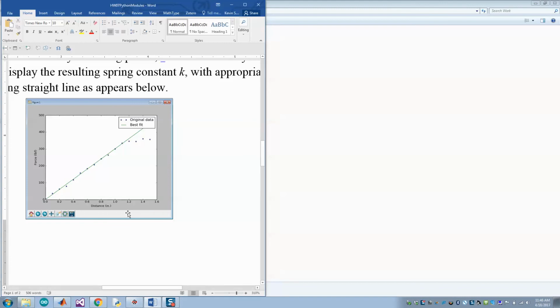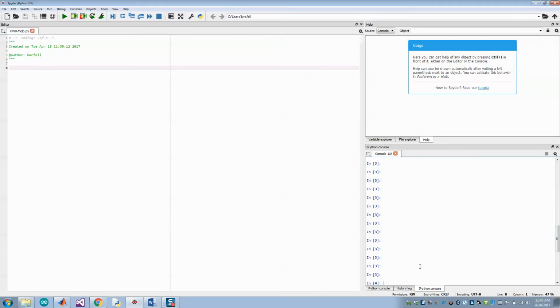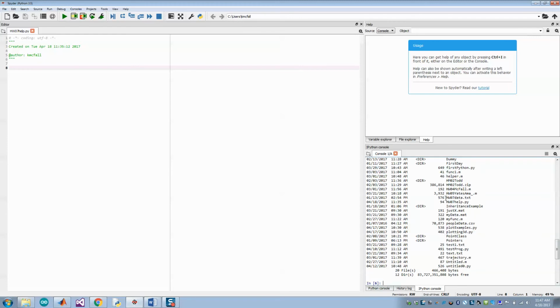Okay, and one of the things I haven't shown you yet is how to load in values from a data file. Okay, so I've already created a file here and saved it in the directory, and I ran that file in the directory where my file is. And if I do ls here in the Python console, that's a command to list what's in the directory. And you can see one of the files in the directory is this homework07data.txt. Now, what's really nice is that NumPy has a really handy command for loading in text files.